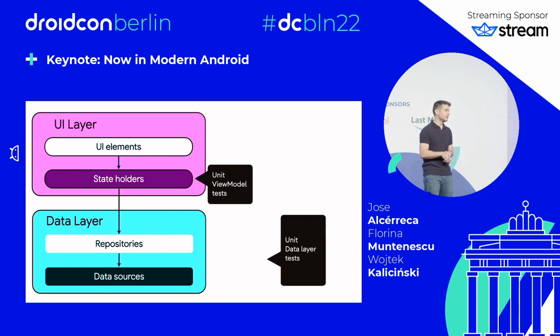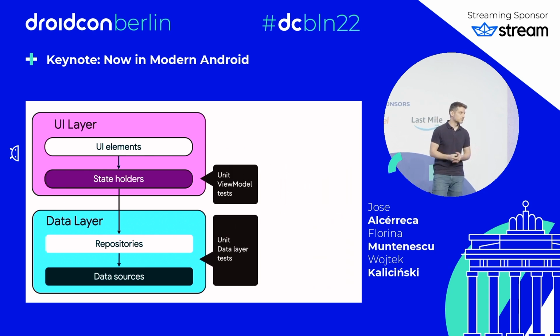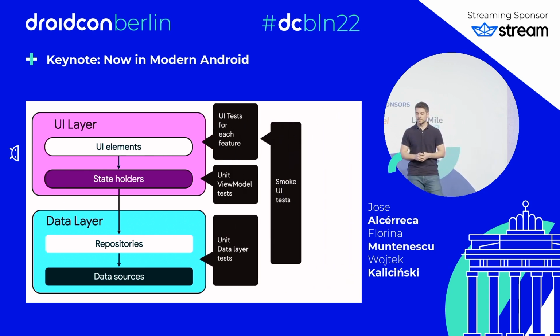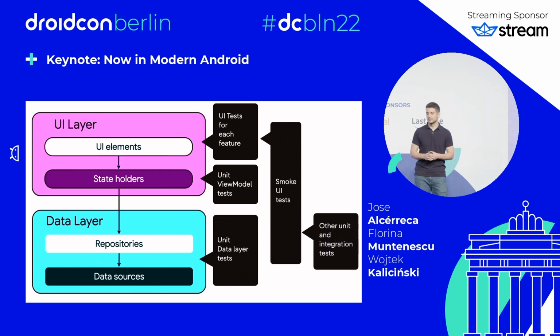All right, so the Now in Android app has a typical testing story. View models are unit tested, and the data layer as well. All features have UI tests with Compose APIs. We also have some smoke UI tests to make sure that all the happy paths work and they don't crash. And there are more unit and integration tests for things like data migrations.